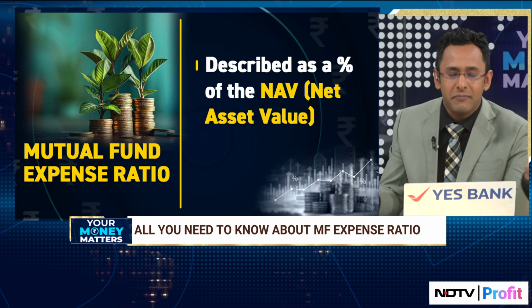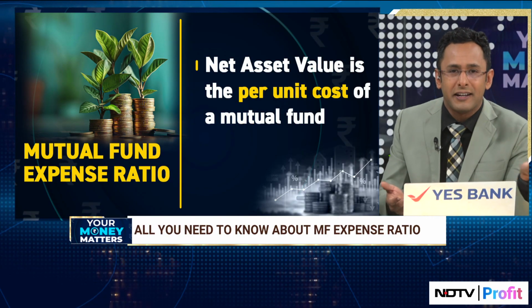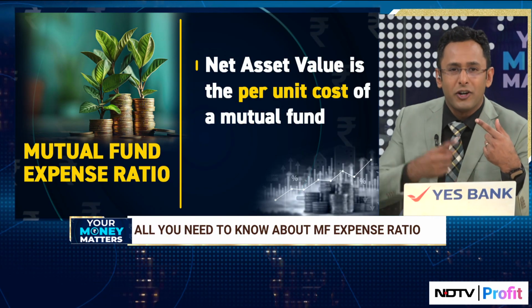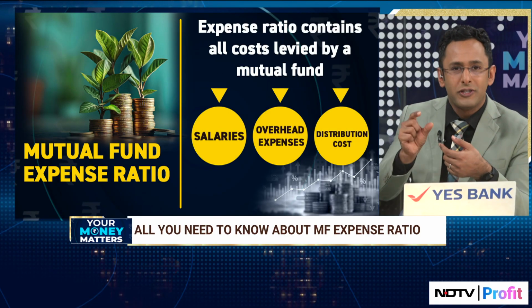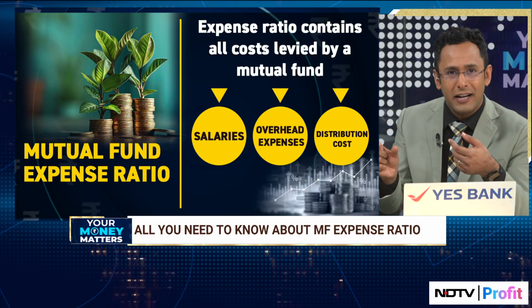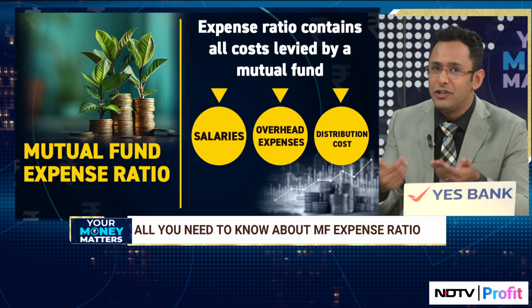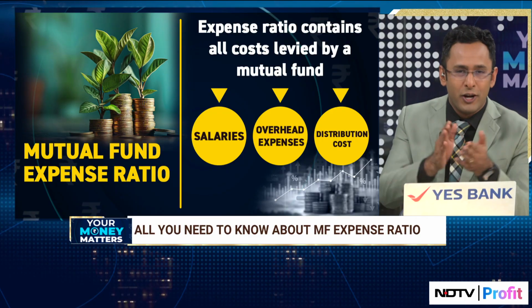Now this is, say, 1% or 1.5%, and that's adjusted on an ongoing basis. So every day, at the end of the day, when you see the closing NAV or the net asset value, this is something that is already adjusted for the expense that you are paying to the mutual fund.